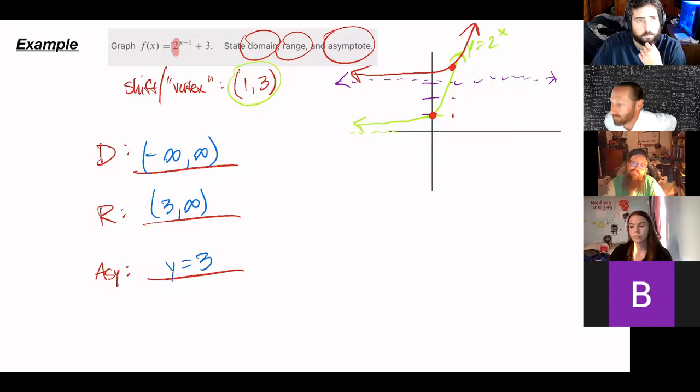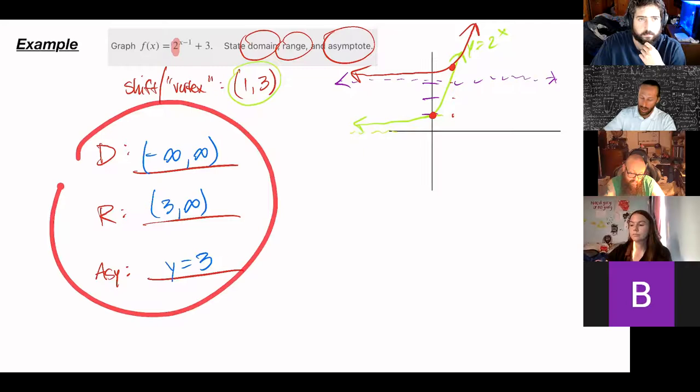Cool. Hopefully that's not too bad. Hopefully you felt very good about how to graph that and quickly, because I want you to be able to do that and or answer any of these things without graphing it and just seeing that visual in your head.